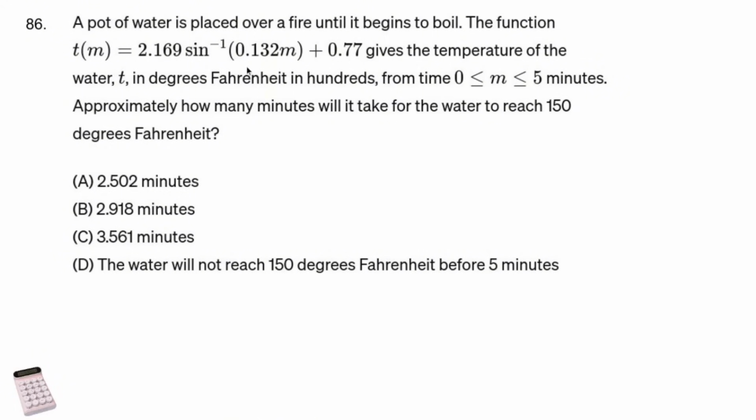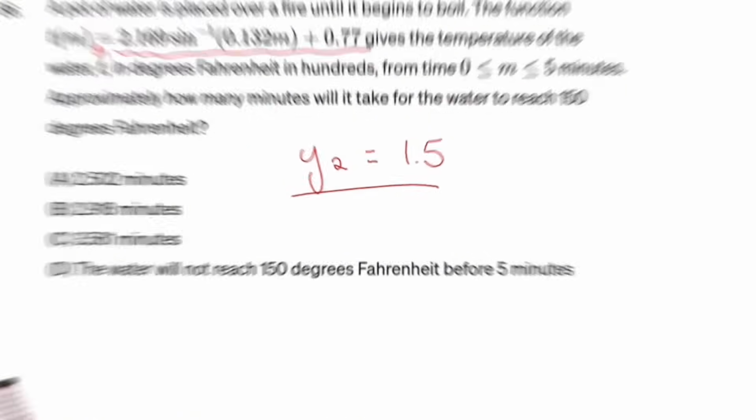So this isn't so bad. We're going to graph this in our graphing calculator in y sub 1. Now, since the temperature is given in hundreds, in y sub 2, we are going to graph 1.5 because 1.5 hundreds is 150. I'm going to find out where these two intersect, and that's going to give me my minutes. So let's go and do that.